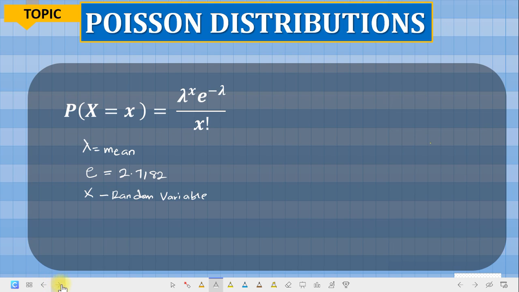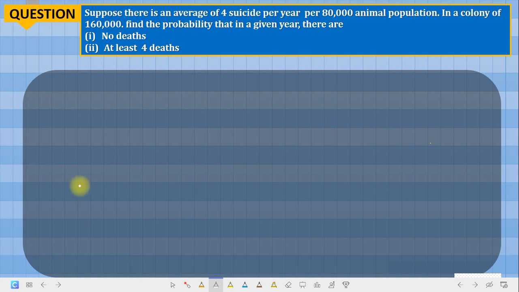Suppose there is an average of 4 suicides per year. It means our mean is 4 per 80,000 population. In a colony of 160,000, you have another one. So let's say this is our P1, and our P2 will be equal to 160,000. Find the probability that in a given year there are no deaths.